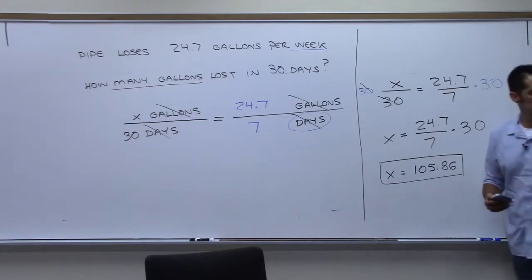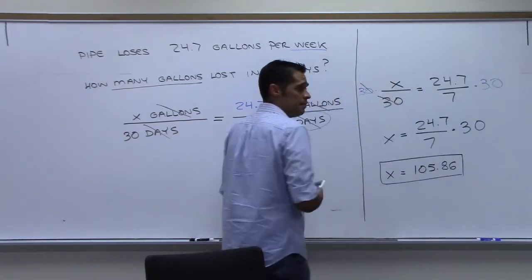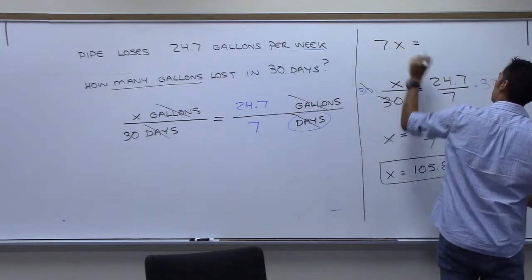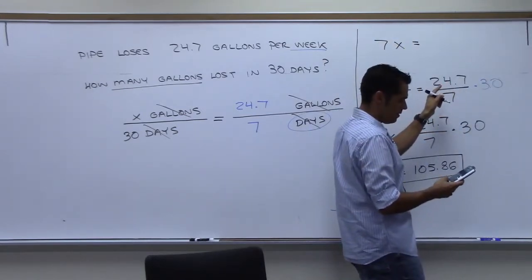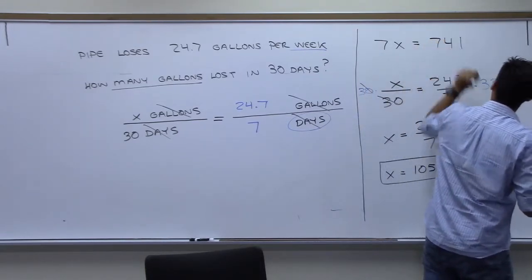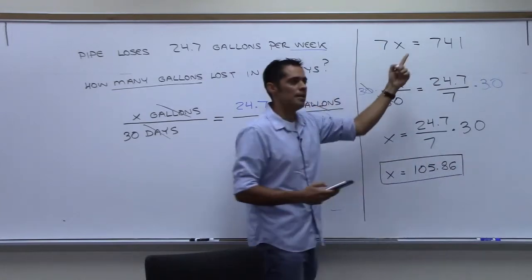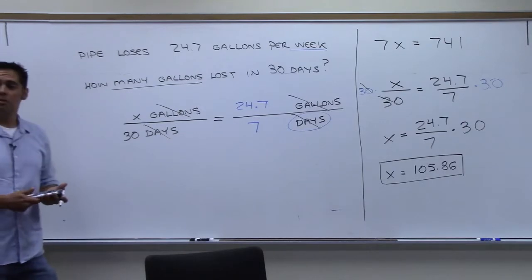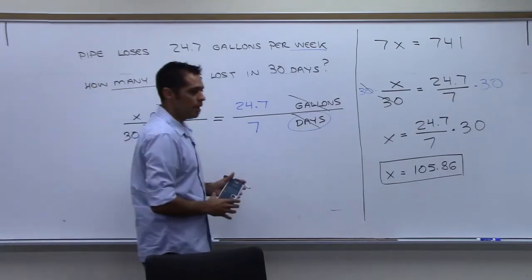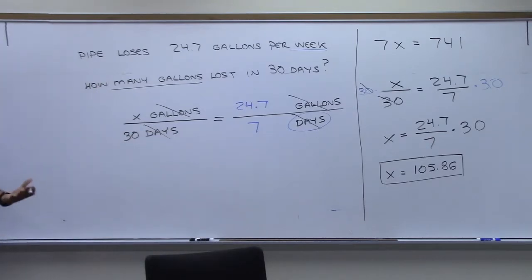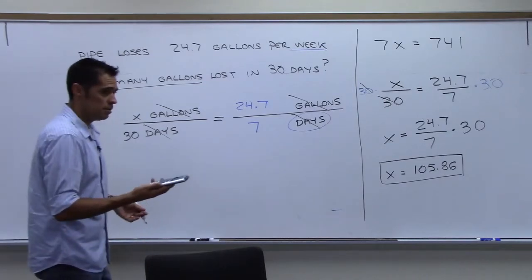Now, Shivani, you would have got the same thing. You would have had 7x equals, and you would have done the 24.7 times 30, right? And you would have had 741, correct? And then you would have divided by 7. So at the end of the day, we all wind up with the same result. I'll leave it to you. You want to cross multiply? Go ahead. But I'm going to stick with we want to solve a linear equation as the underlying goal. All right? Questions?